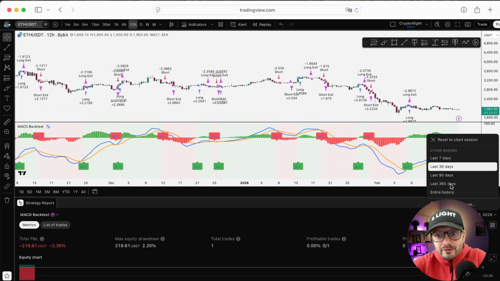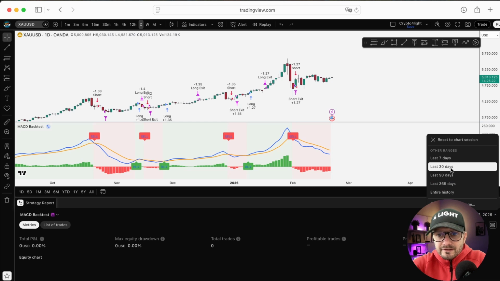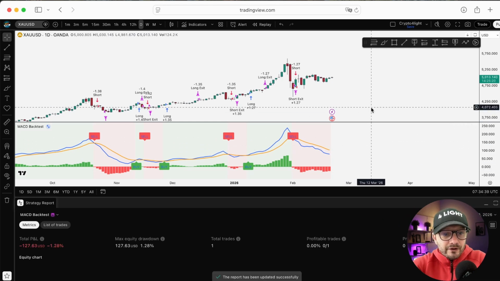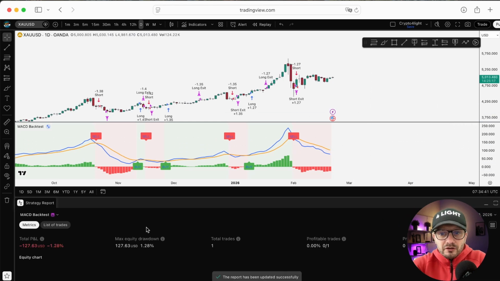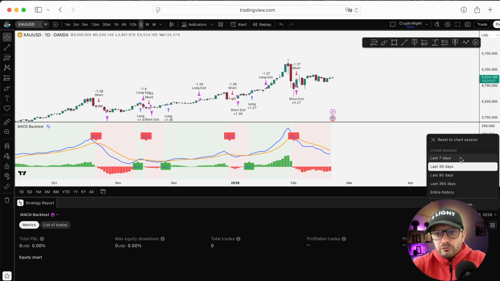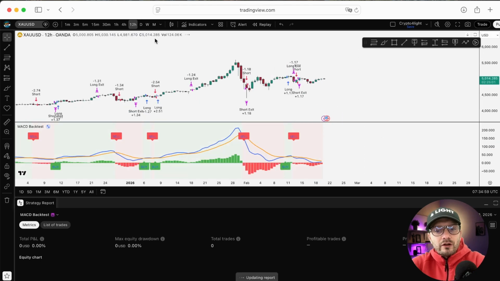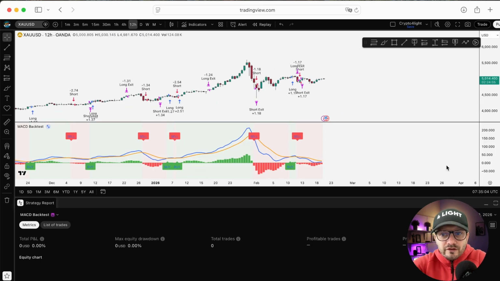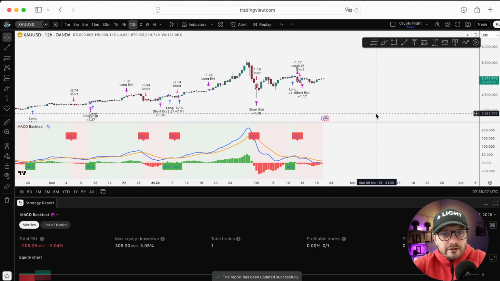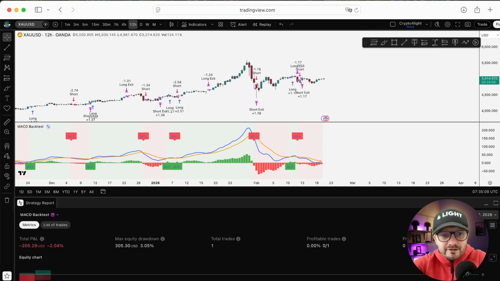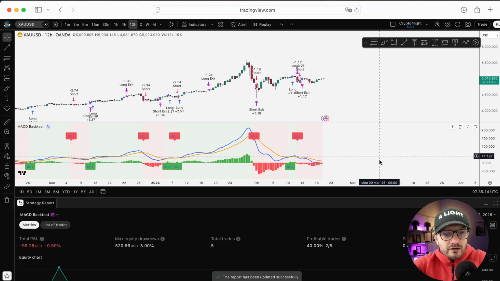Now let's double check the same result for gold. The last 90 days, daily time frame, worked a little bit better, so we could lose only 1%. Let's double check 30 days. No trades. All right, let's double check the last 7 days on the daily time frame. No result. Let's double check the 12-hour time frame. Last 7 days, no result. 12-hour time frame, 30 days, $200 loss. 90 days on a 12-hour time frame, $99 loss.